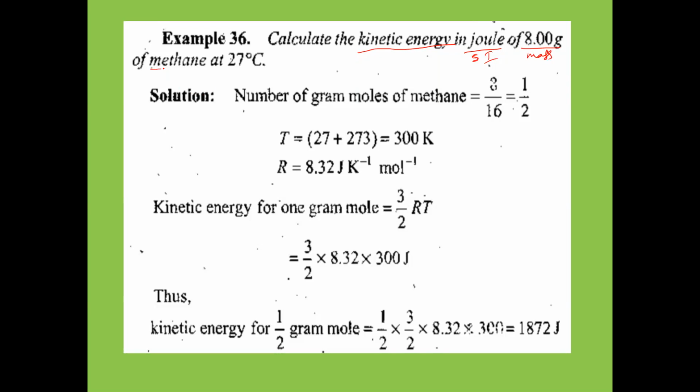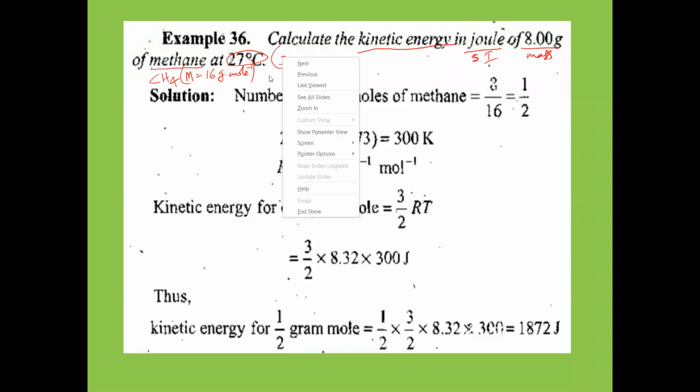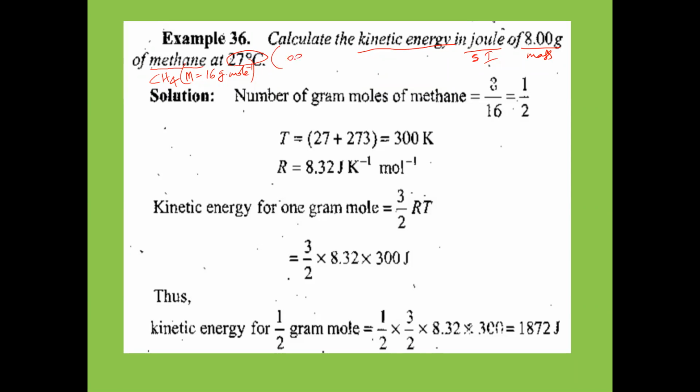And methane. The methane formula is CH4. What is the gram molecular weight here? Gram molecular weight is 16 gram per mole. So 16 gram per mole is the molecular mass of methane. And what is the temperature mentioned here? 27 degrees Celsius. So 27 degrees Celsius means 300 Kelvin. Why 300 Kelvin here? 27 degrees Celsius plus 273, it will be 300 Kelvin.